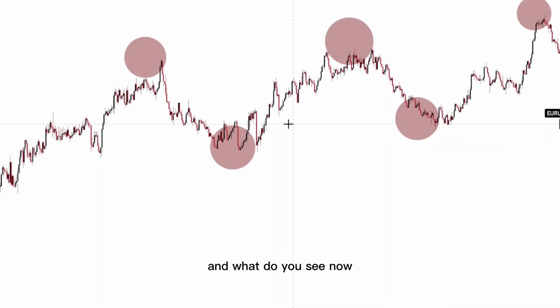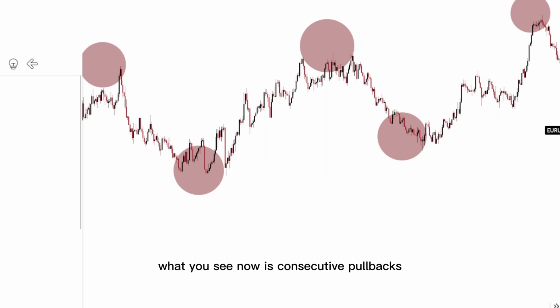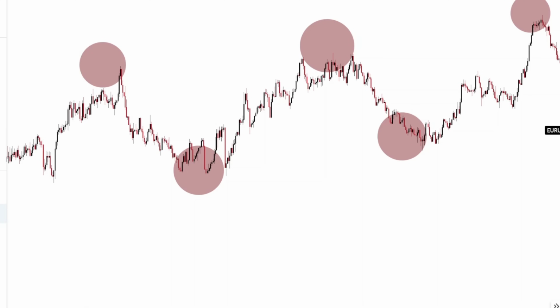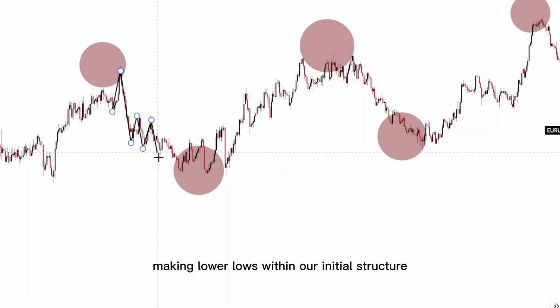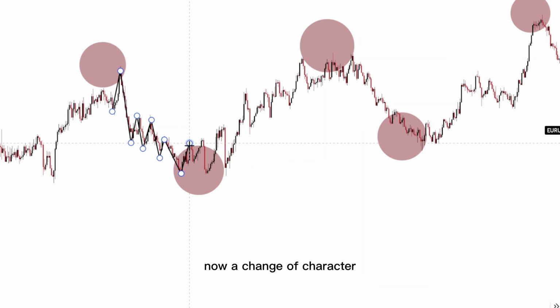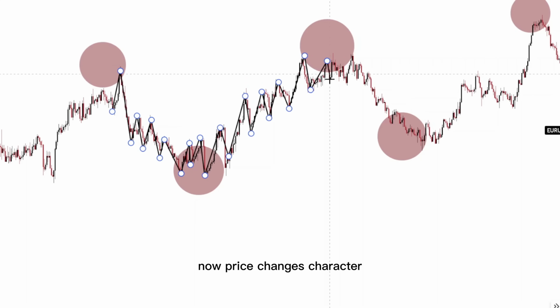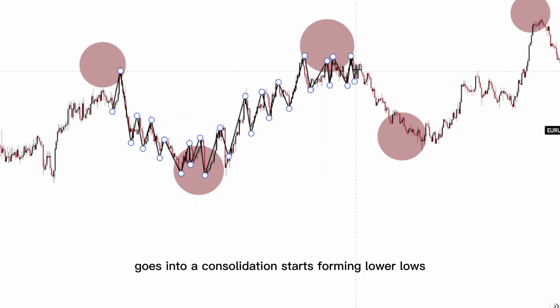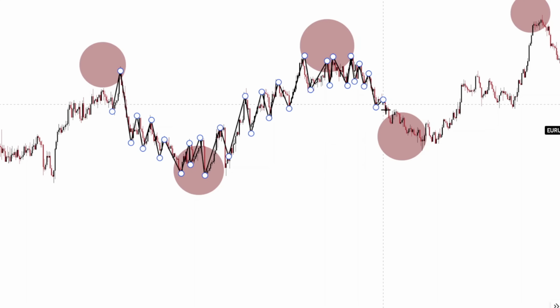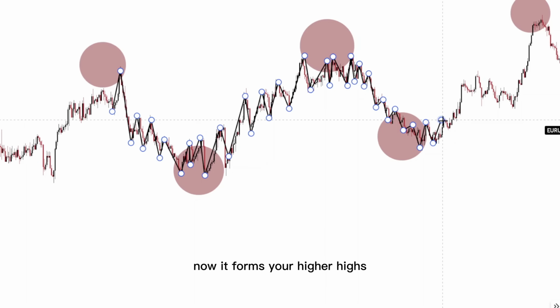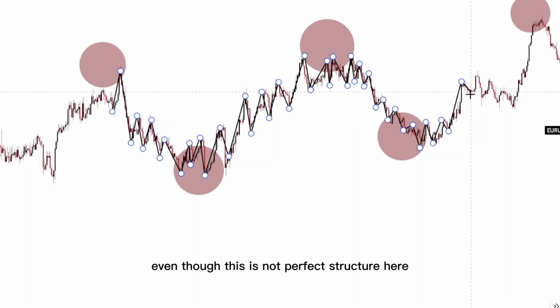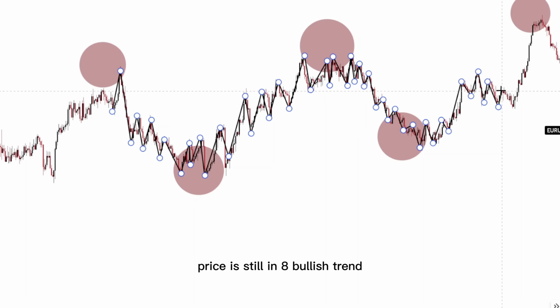And what do you see now? What you see now is consecutive pullbacks. You see multiple complex pullbacks, making new structure, making lower lows within our initial structure. Now a change of character, forming higher highs. Now price changes character, goes into a consolidation, starts forming lower lows. Change of character, now it forms your higher highs. Even though this is not perfect structure here, the price went into a consolidation, price is still in a bullish trend.